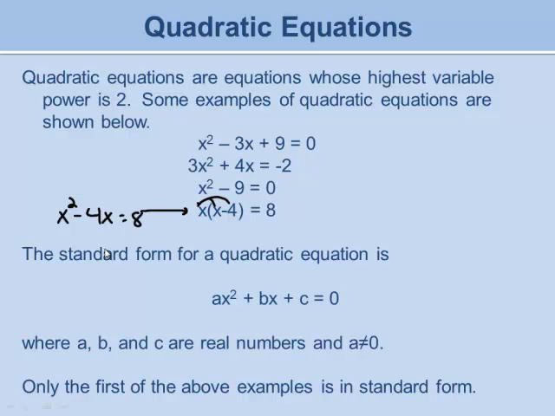Highest power is 2. The standard form for a quadratic equation is ax squared plus bx plus c equals 0, where a, b, and c in that equation are real numbers, and a cannot be equal to 0. Of the above examples, only the first of the above examples is in standard form. So this equation right here is in standard form. While the other equations are quadratic equations, they are not in standard form.